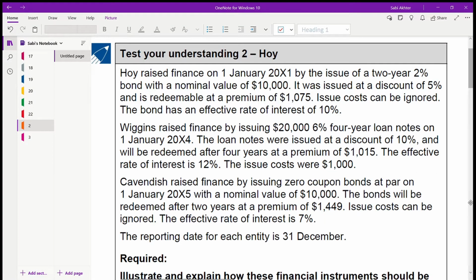Test your understanding 2, HOI. HOI raised finance on 1st of January 2001 by the issue of 2-year 2% bond with a nominal value of 100,000.